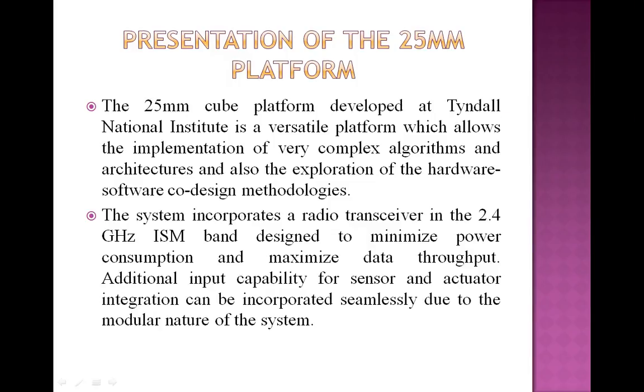Hi, this is Revati. I am going to explain the presentation of the 25mm platform. The 25mm Cube platform developed at Tyndall National Institute is a versatile platform which allows the implementation of very complex algorithms and architectures, and also the exploration of hardware-software codesign methodologies. The system incorporates a radio receiver in the 2.4 GHz ISM band designed to minimize power consumption and maximize data throughput. Additional input capability for sensor and actuator integration can be incorporated seamlessly due to the modular nature of the system.